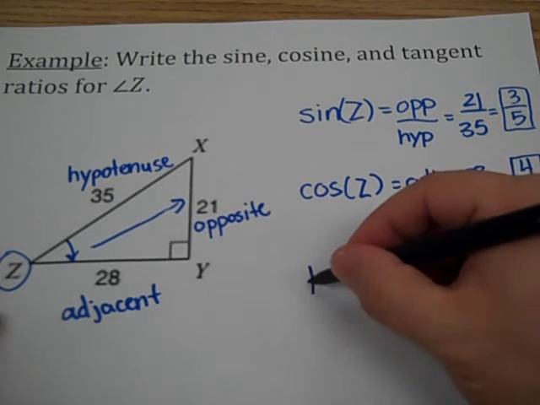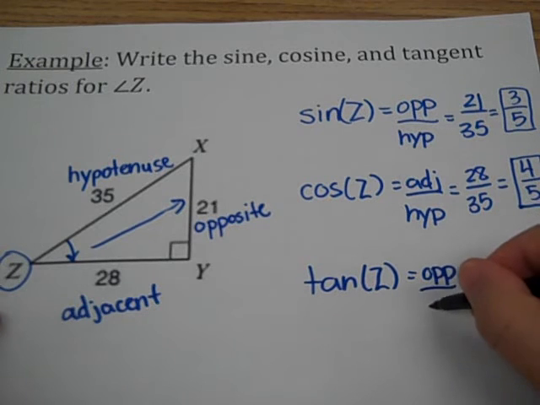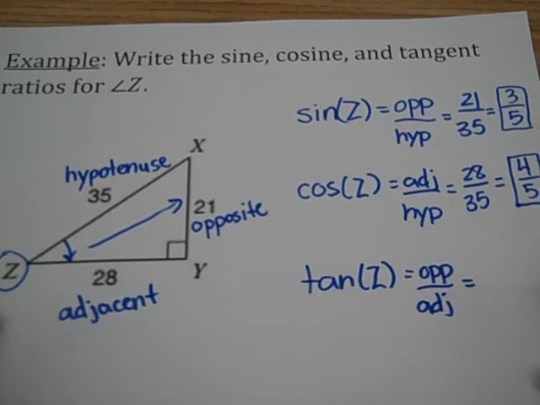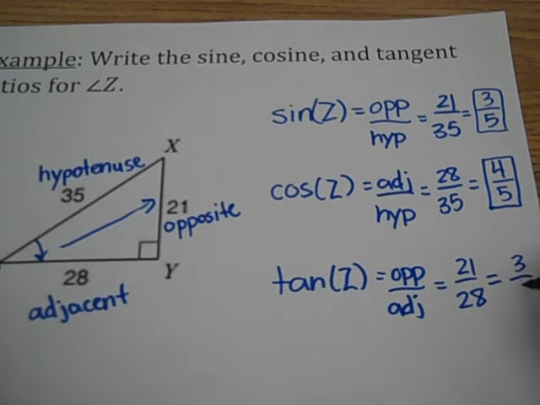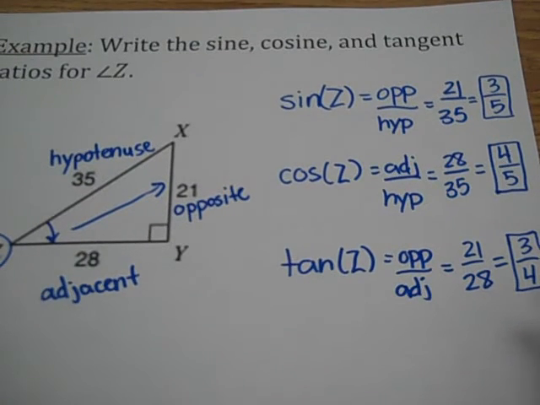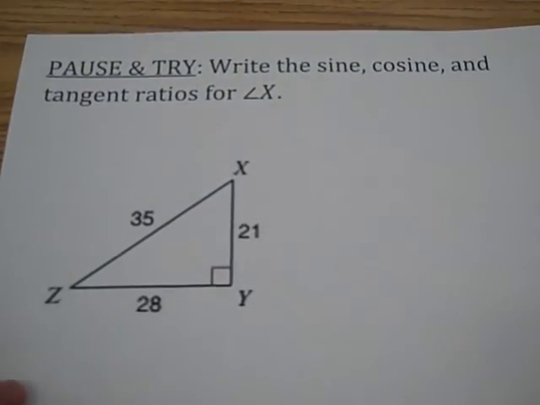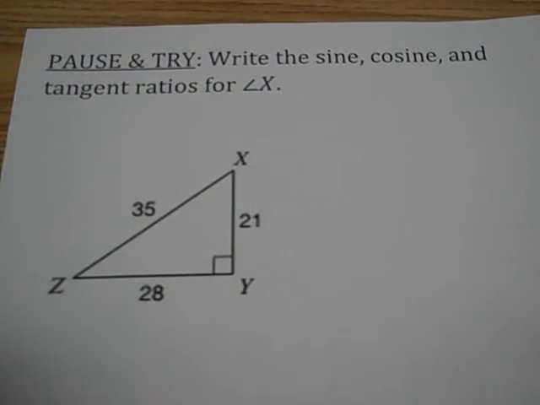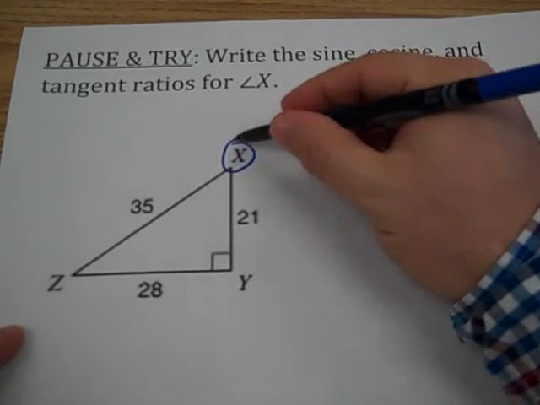And last but not least, the tangent or tan of Z is the opposite side over the adjacent side. The opposite side is 21. The adjacent side is 28. They're both divisible by 7. That gives us a fraction of 3 over 4. So I want you to pause. So actually pause the video and write the sine, cosine, and tangent for angle X.